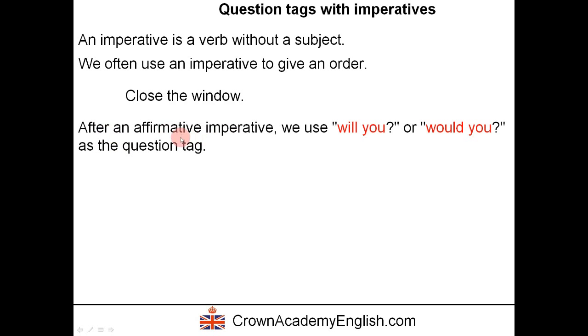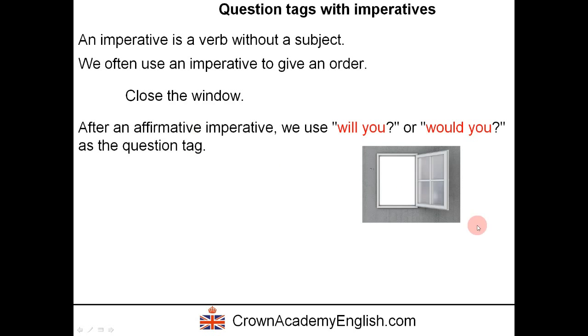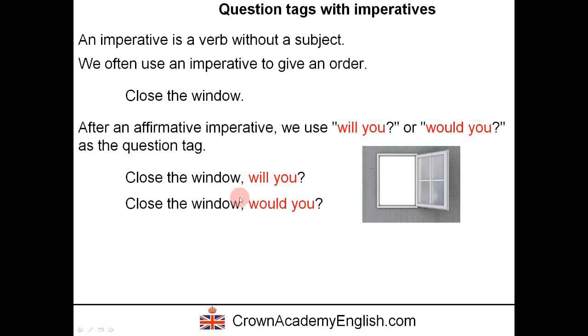After an affirmative imperative, we use will you or would you as the question tag. So for example, close the window, will you? Close the window, will you? This is the question tag and this is the imperative. As I say here, we can also say would you. This is slightly more polite, but the meaning of both of them is the same. Close the window, would you?